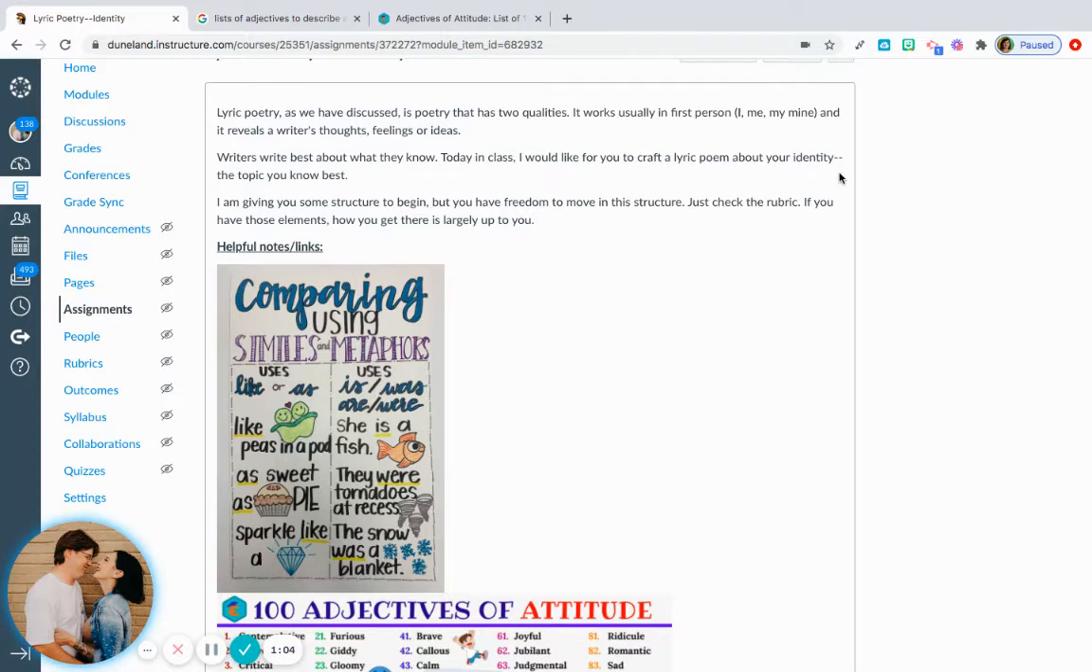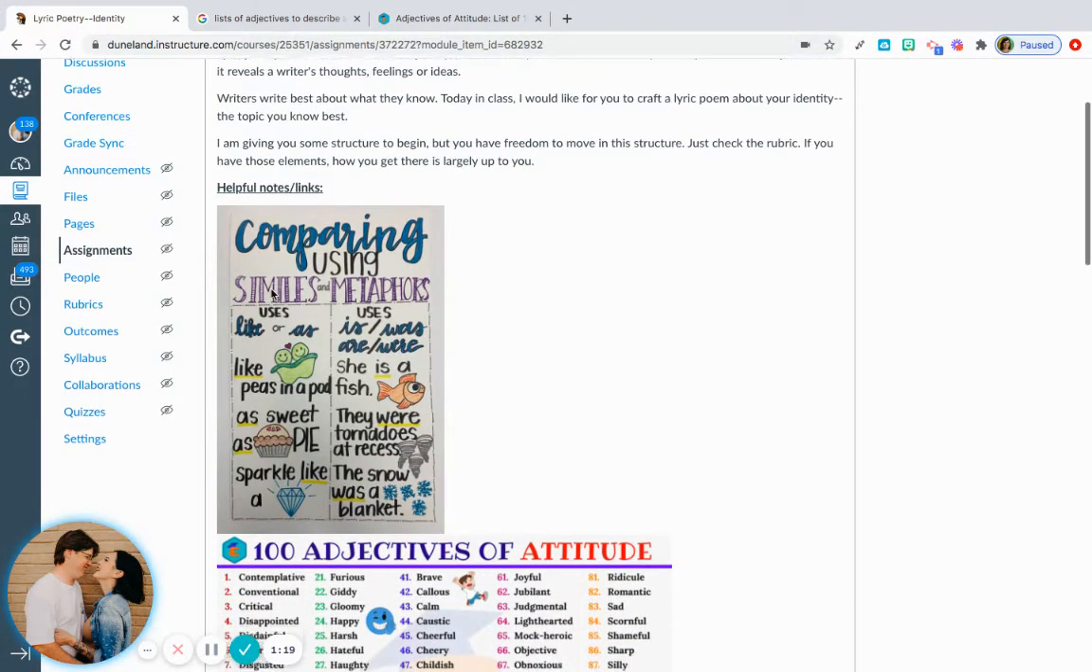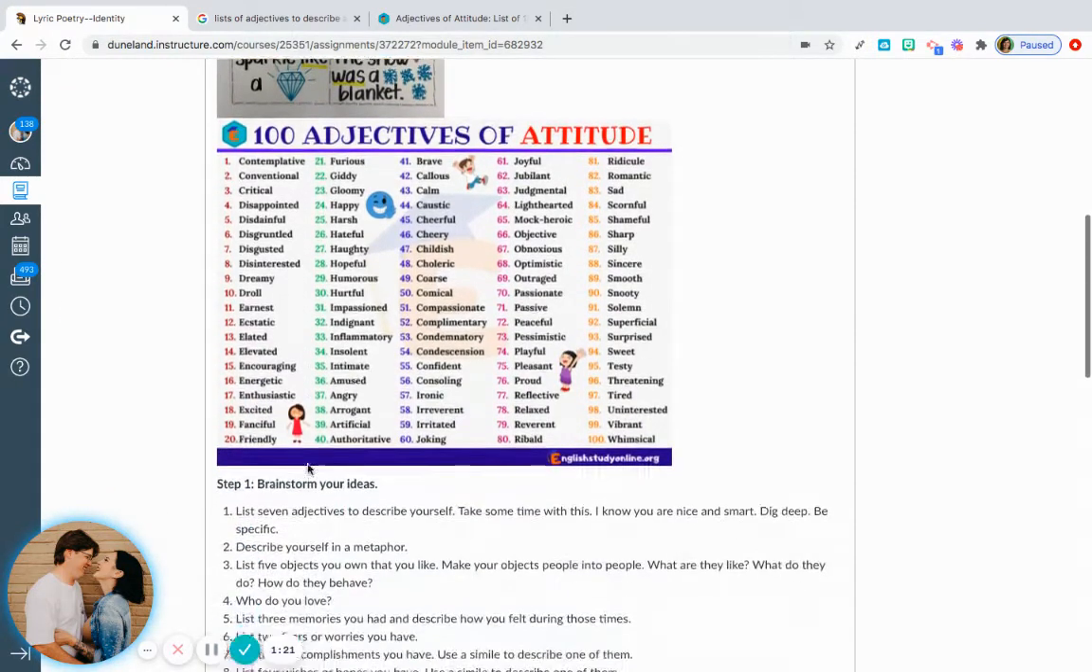So I'm going to give you guys some structure, but I want you to have some freedom to play around and to move within the structure. So just check the rubric, and if you have the elements in the rubric, it doesn't really matter what order the elements are in. I included some helpful notes and links. I'll go over those in a second with you.